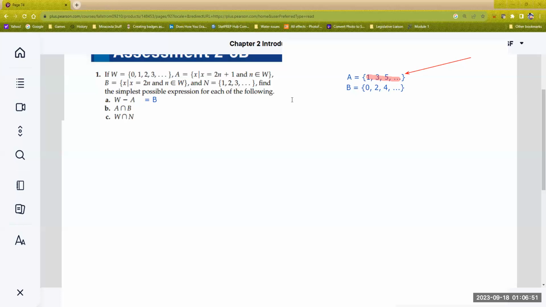So there you go. Part B says where do A and B intersect? I'm going to leave that one for you. Part C says where does W and N intersect? And again, looking at the two sets listed right there on the screen, if you start writing out where they intersect, that's perfectly fine. But then try to find the simplest expression. The simplest expression is not something typically that's a list of all the terms. You want to make it something a little bit more simple than that.